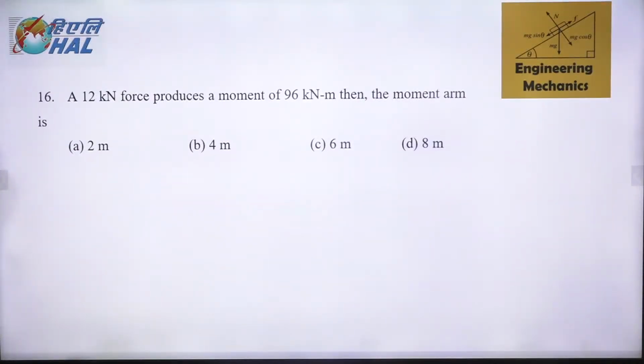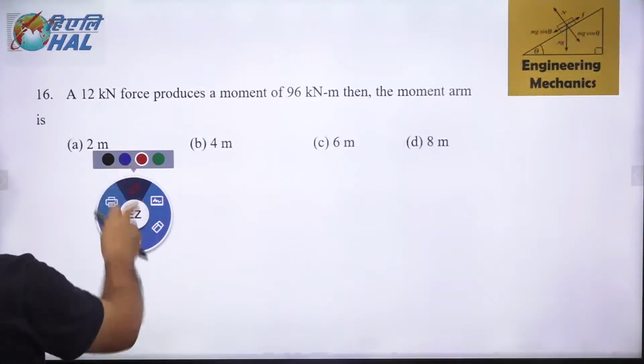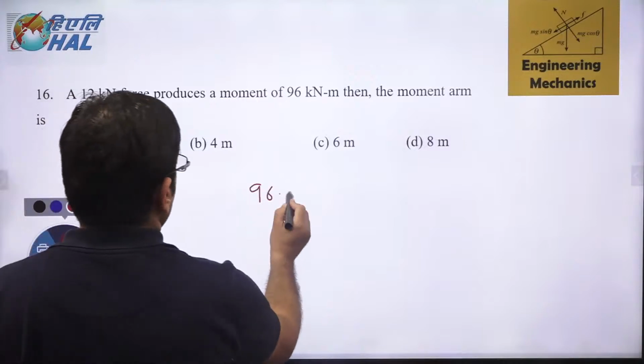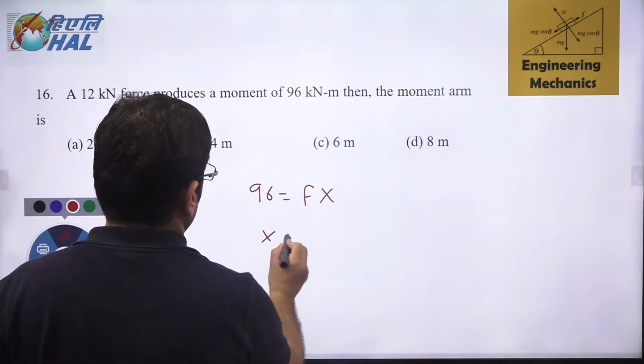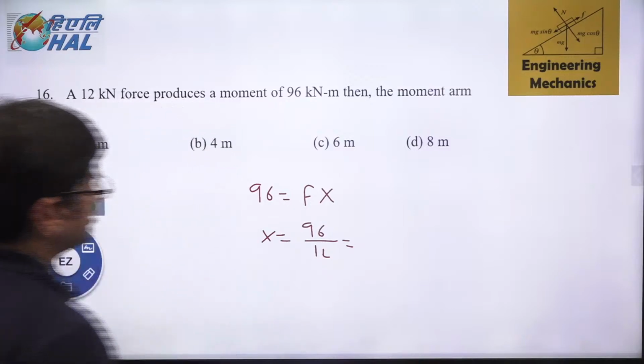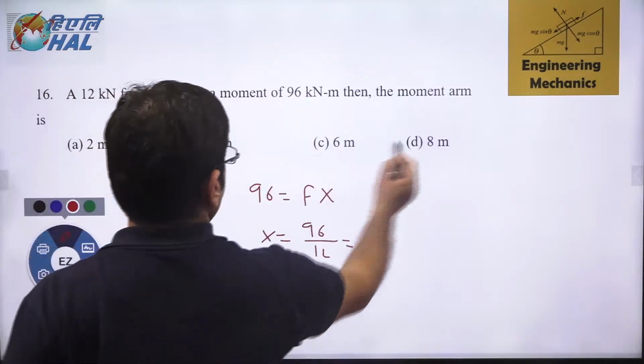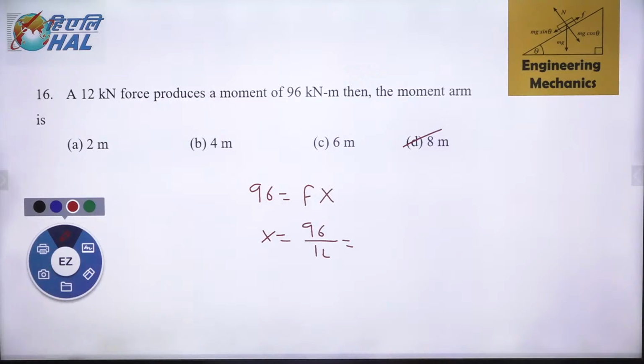Moment arm. Find out when a 12 kilonewton force produces a moment of 96. Tell me what is the moment arm. Again, a very simple question. I told you moment is nothing but force into distance. So 96 is F into x, and we want to find x. 96 by 12, how much is the value? That is 8 for us. So 8 meter is the arm which we get.